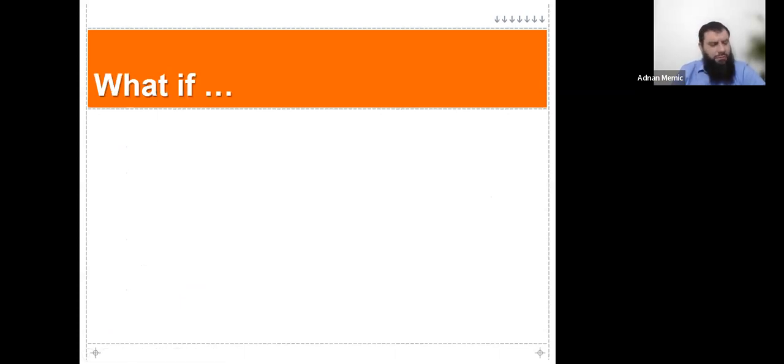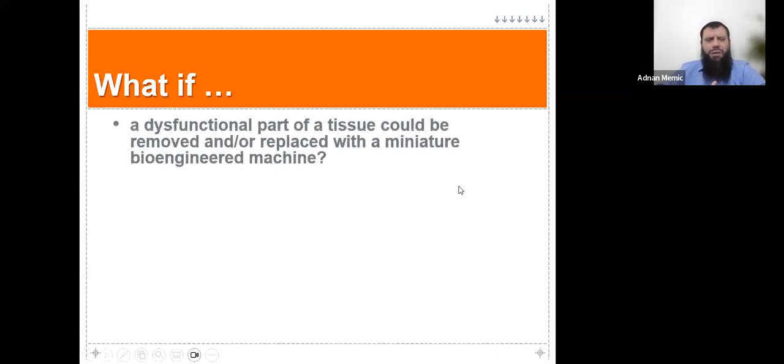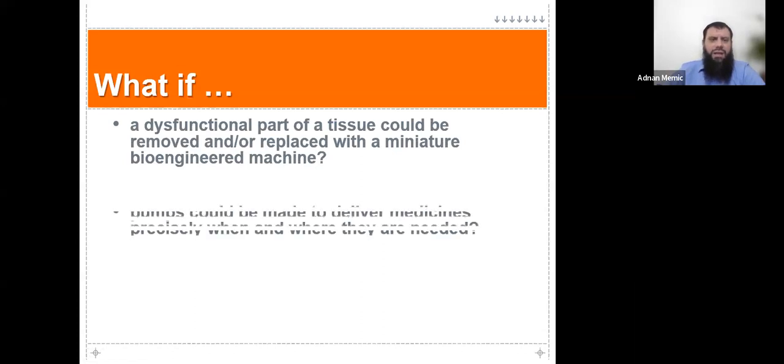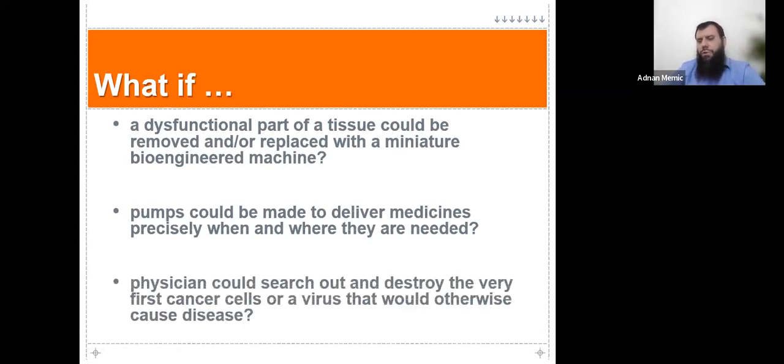But I think something which is more important is the what ifs. I think this is something which is quite overlooked. If you think about the motivation, why you're doing these things, like, can we take a dysfunctional part of a tissue? Can we remove it? Can we replace it? Can we put a bioengineered machine to take its function? Can we think about delivering the right medicine at the right time, at the right location, at the right dosage for the right patient, right? So these are the types of questions that you really want to think about when you're doing your research.